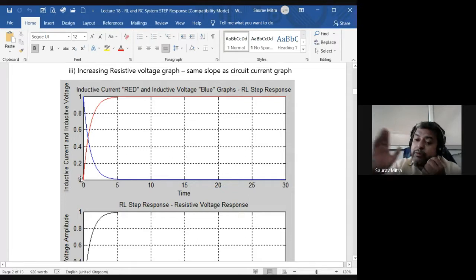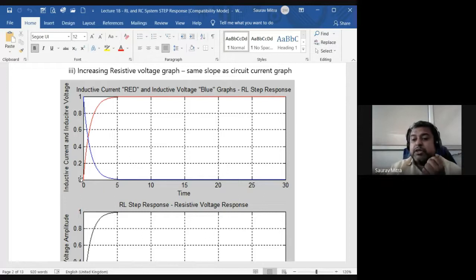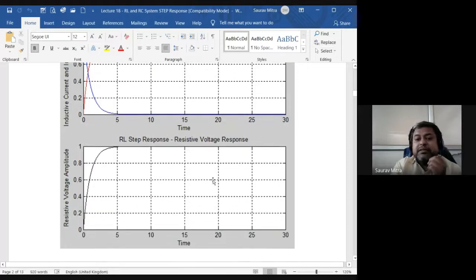As time goes by, the inductor becomes a short circuit. So slowly the inductor impedance is reducing. Slowly means it is reducing exponentially. That's why inductor voltage is also reducing exponentially, and inductor current is increasing exponentially. So this above is the transient response and steady state response for inductive current and inductive voltage. Now below is given the resistive voltage.